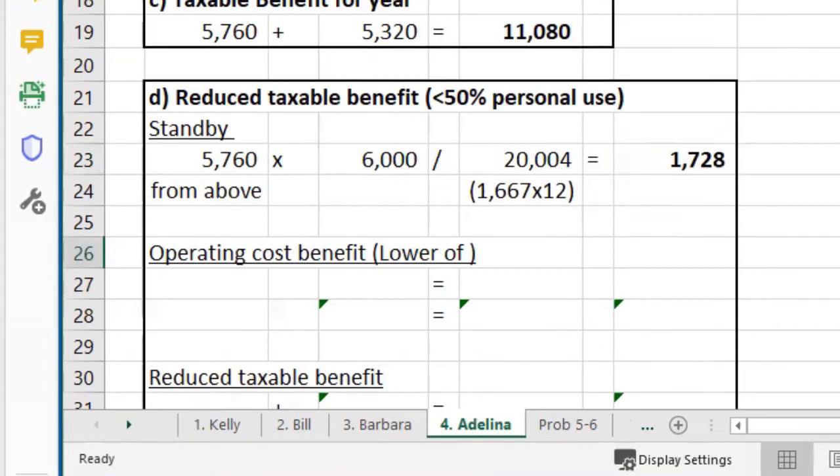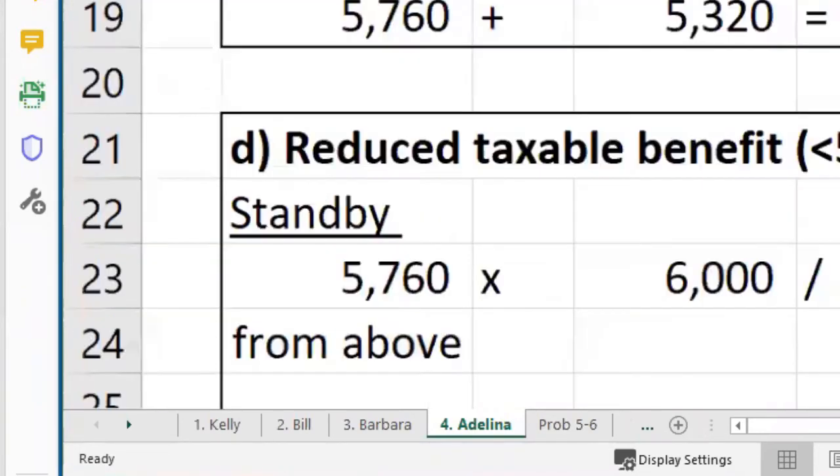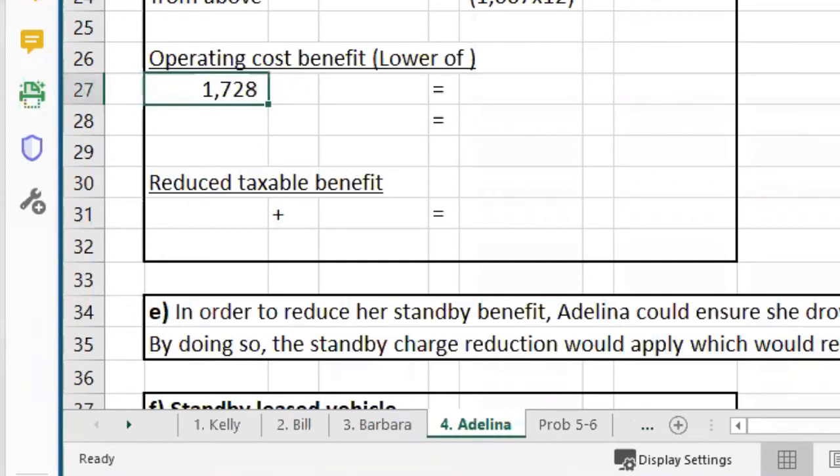And so the operating cost benefit, now we're going to take a look at that operating cost benefit. With the operating cost benefit, when the car is used by the employee more for employment purposes than it is for personal purposes, what this means is that there are some options on the amount of income inclusion for the operating cost benefit. And so it's the lower of two things. The first thing that we're going to take a look at is the lower of the standby charge as calculated above times 50%, which gives us $864.